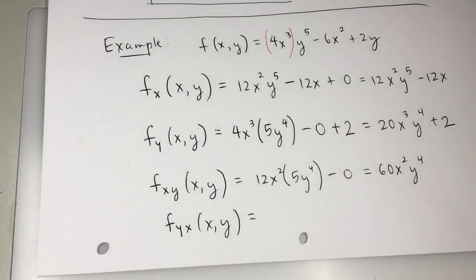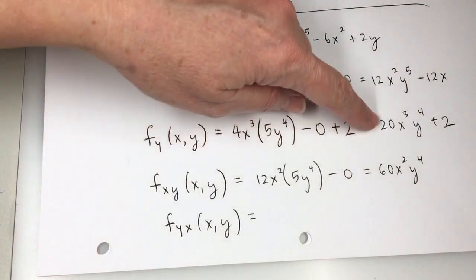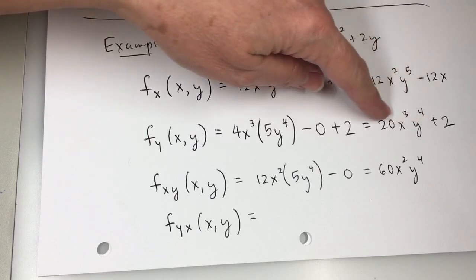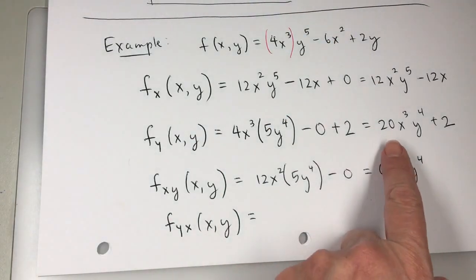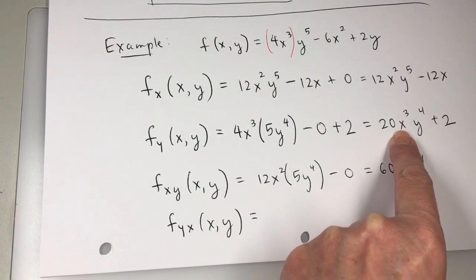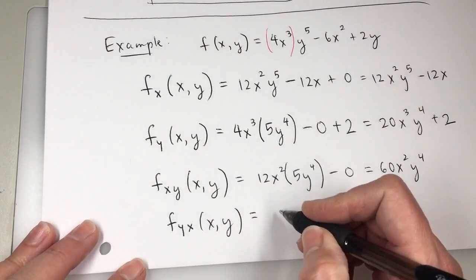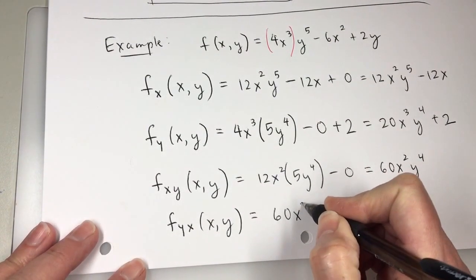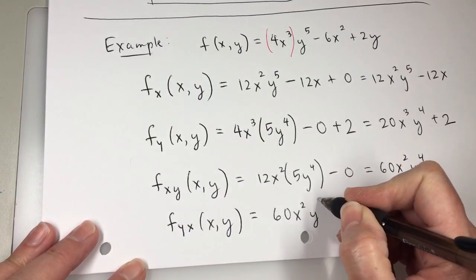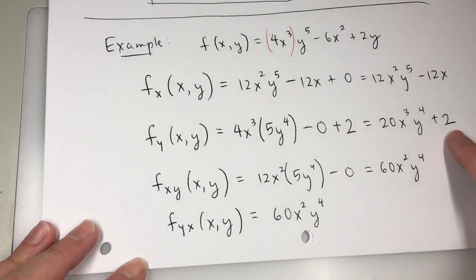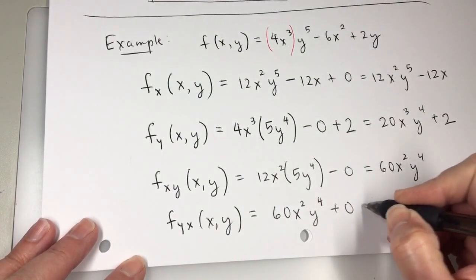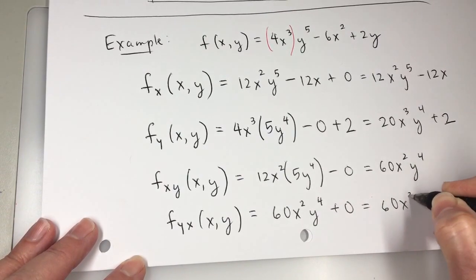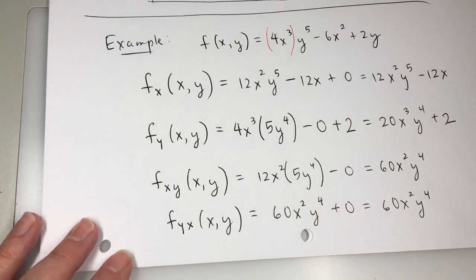And let's see what we get here. So I'm going with this answer. This time, I'll take this answer, and y is a constant. So I need to do the derivative of the 20x to the 3rd. What will that be? 60x squared, y to the 4th, because y is a constant. 2 is a constant. The derivative of 2 is 0. So I get 60x squared, y to the 4th.